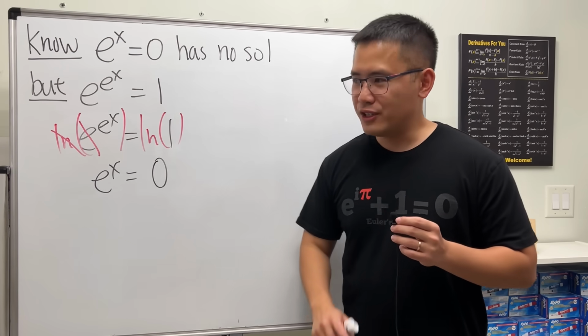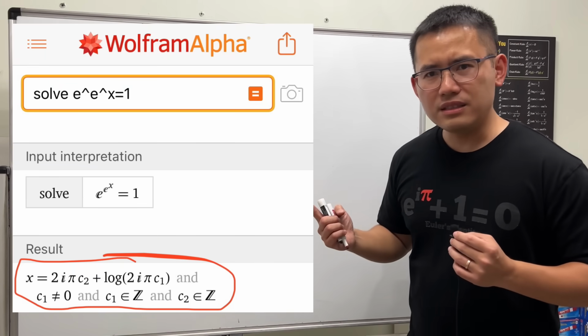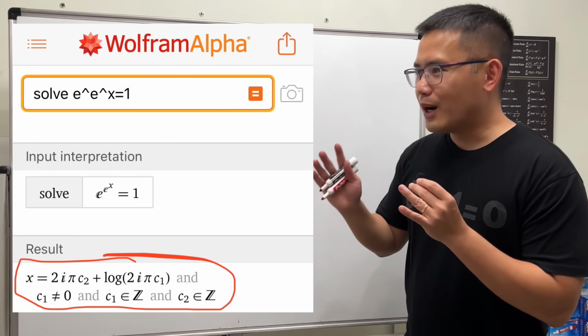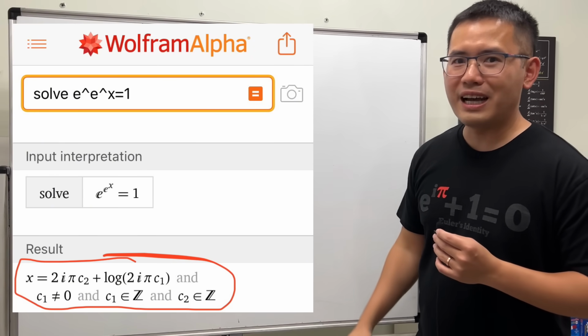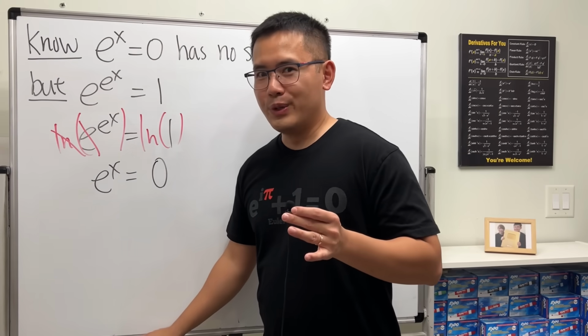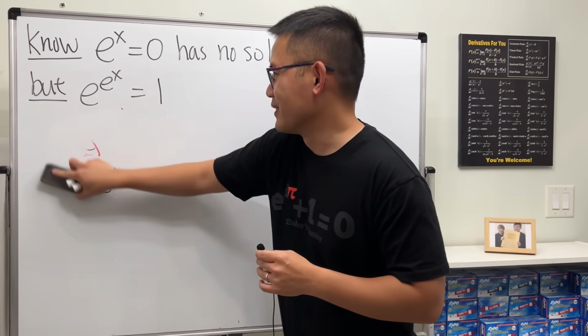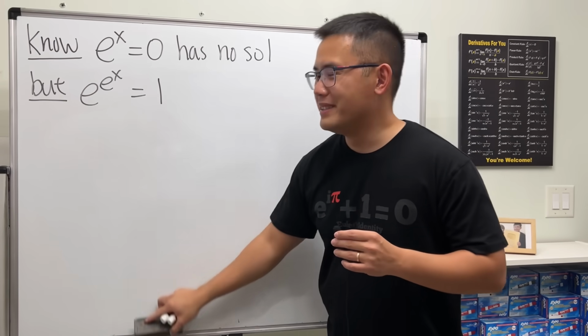I was wrong. Check out Wolfram Alpha right here. It does have some solutions. In fact, infinitely many. I'm going to show you guys how Wolfram Alpha ends up with that. I don't know if you agree with the answer or not, but it's really cool, so check this out. So here we go.